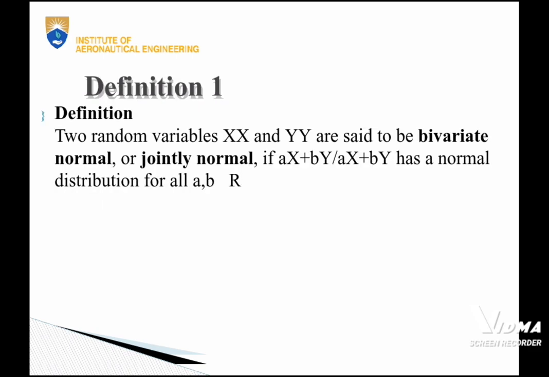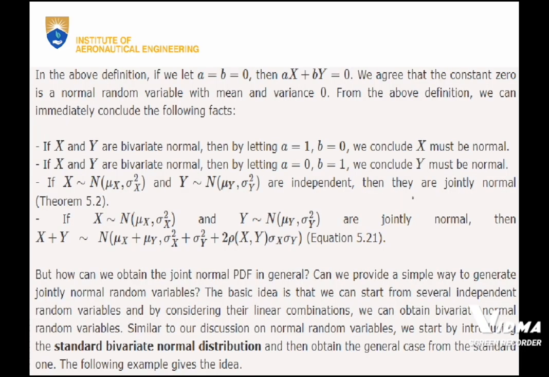Definition 1. Two random variables X and Y are said to be bivariate normal, or jointly normal, if aX plus bY has a normal distribution for all a, b in R. In the above definition, if we let a equals b equals 0, then aX plus bY is equal to 0. We agree that the constant 0 is a normal random variable with mean and variance 0.